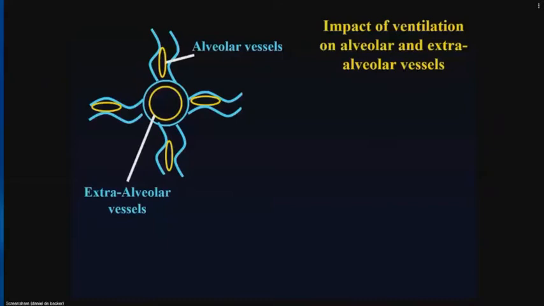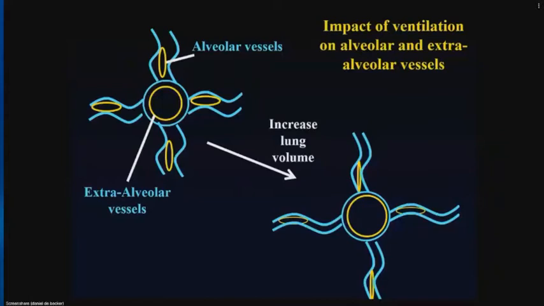What we know is that we have some alveolar vessels, and we also have extra-alveolar vessels. What occurs during tidal ventilation is, of course, an increase in the lung volume during ventilation, and this will squeeze the alveolar vessels and will, on the other hand, distend somewhat the extra-alveolar vessels.